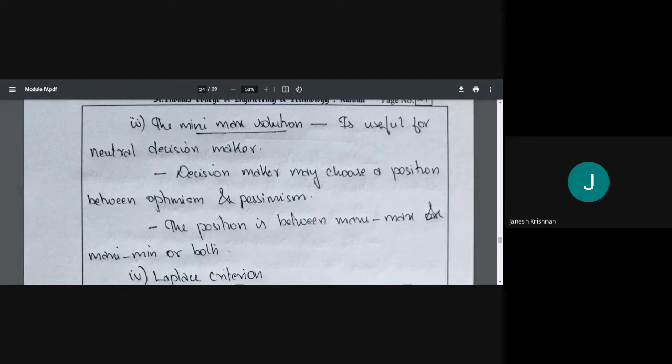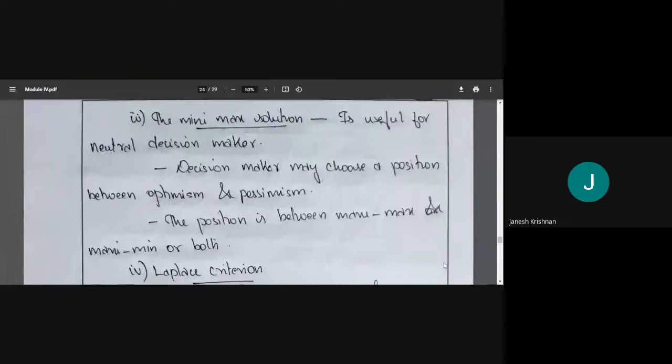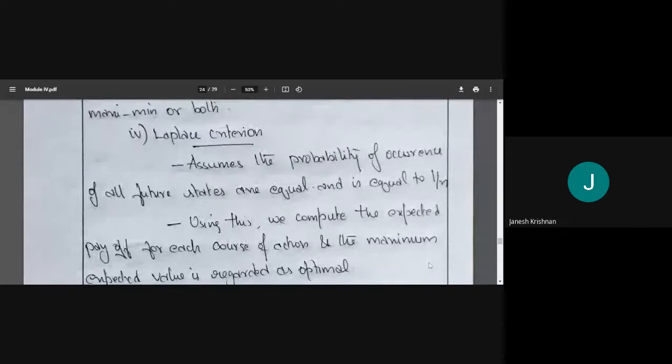The fourth one is the Laplace criterion. The Laplace criterion assumes the probability of occurrence of all future states is equal. We said earlier that we have many alternatives for the future, such as lockdown being withdrawn or lockdown being extended. All these are equally likely, equal to 1 by n. So if there are n future states, the probability for each will be 1 by n. If there are 4, it is 1 by 4.